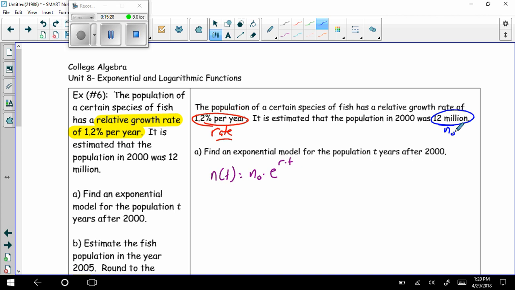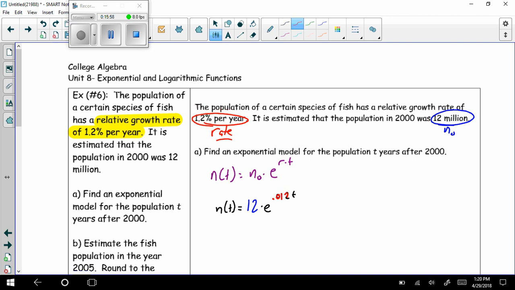How you write this is up to you. I'm going to write just 12, not 12 with 6 zeros afterwards, and that's just going to be easier for me to plug in. And the reason why I want to write it like that is it's easier to interpret as you're going, but you have to be careful because you have to interpret it at the very end. We'll talk about that. So in this case, n sub 0 is 12 times e to the rate, which is 0.012 times t, and n of t equals that.